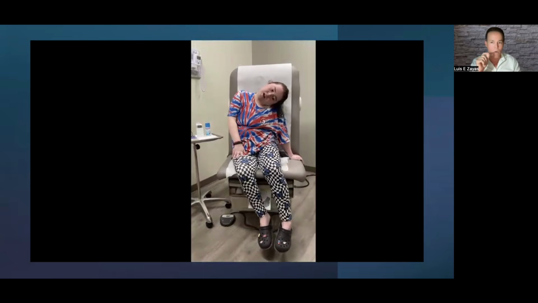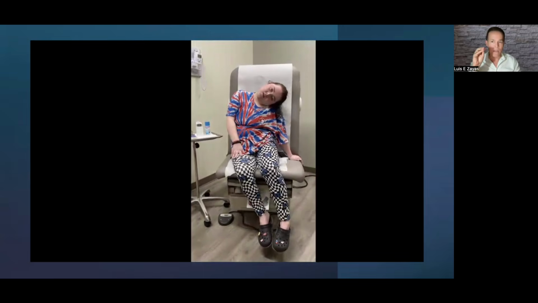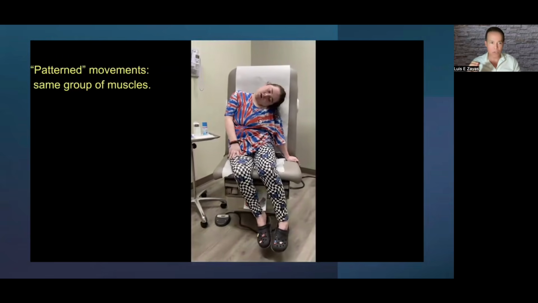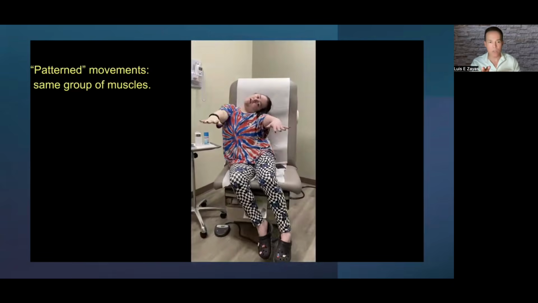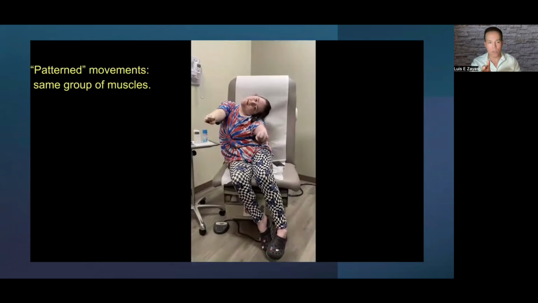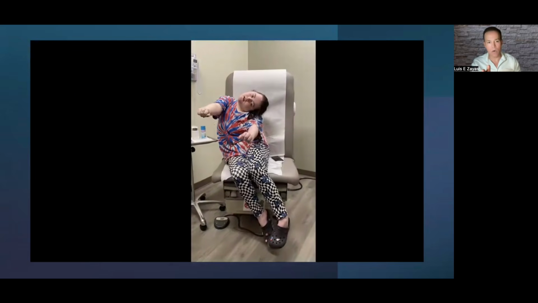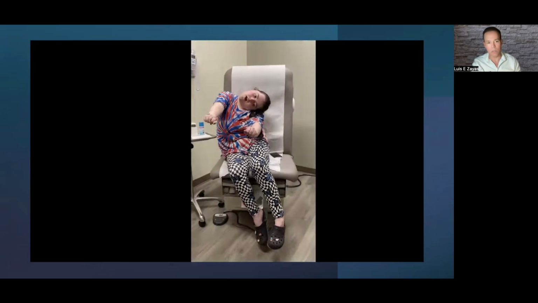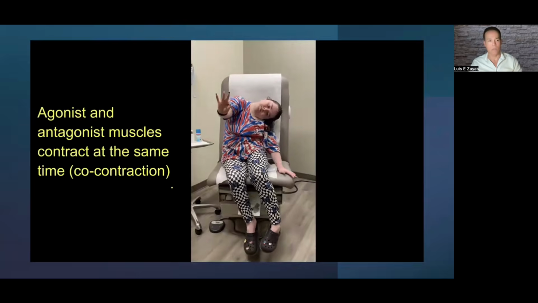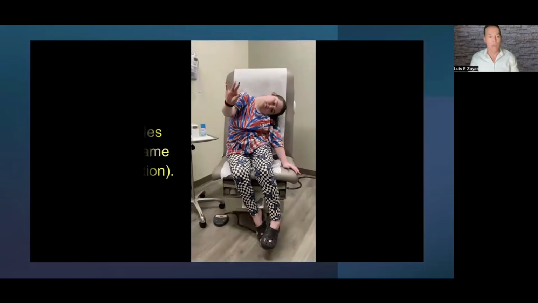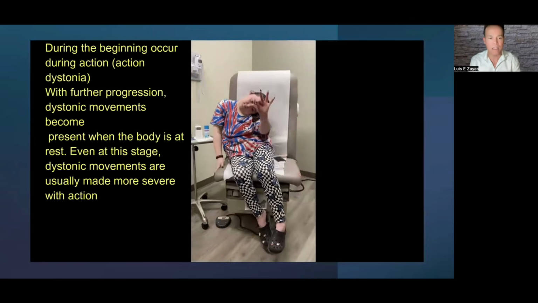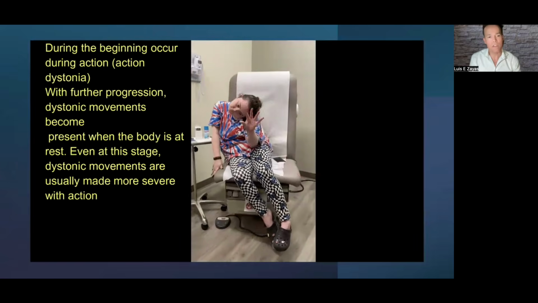Pay attention to the pattern. Abnormal muscle contractions, the same group of muscles, and getting worse with action. Look, do this. You see how it gets worse with action? With the right hand, do this. So antagonists and coagonists are contracting at the same time, and you have this torsional movement.